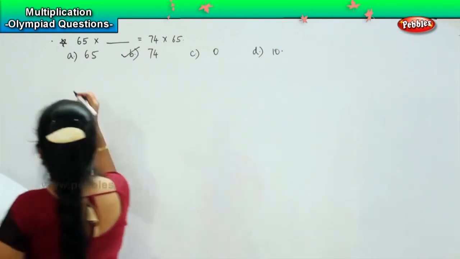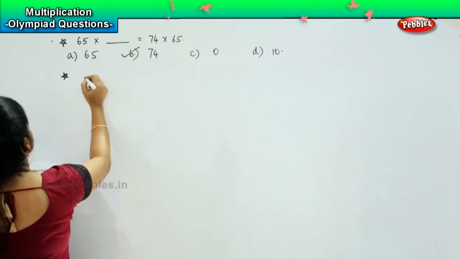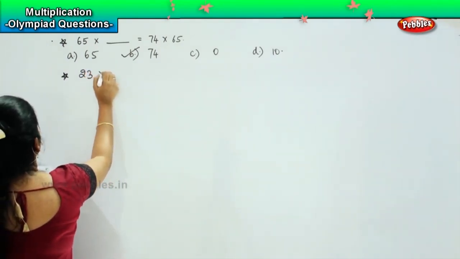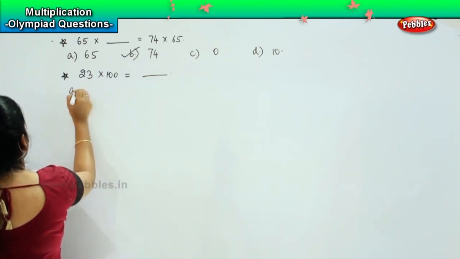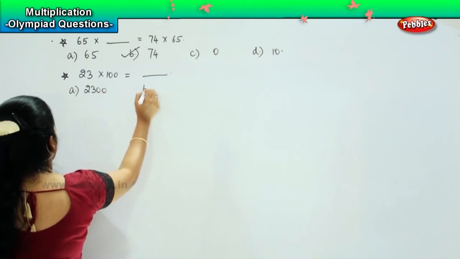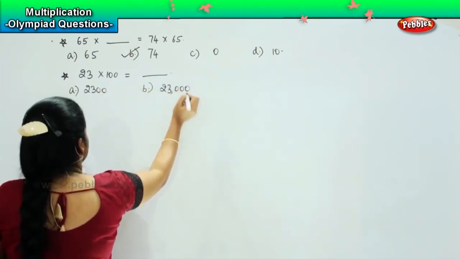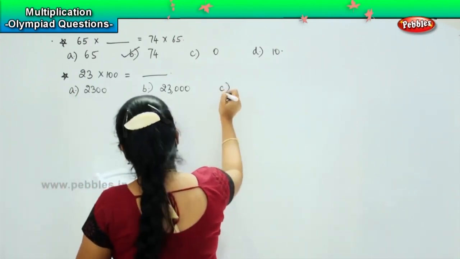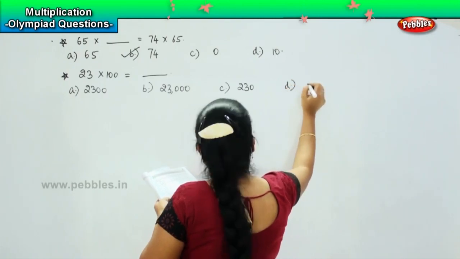Okay. This is your next question. The question says 23 into 100 is equal to dash, and your options are option A 2300, option B 23,000, option C 230, and option D 23.